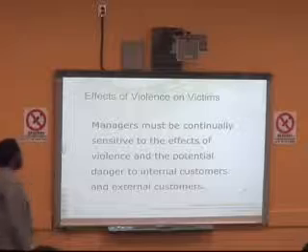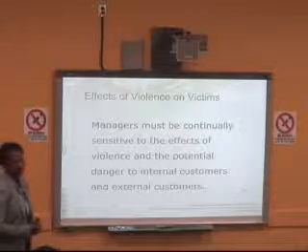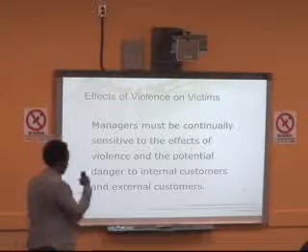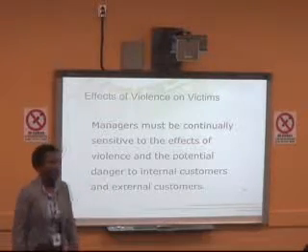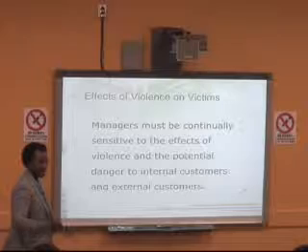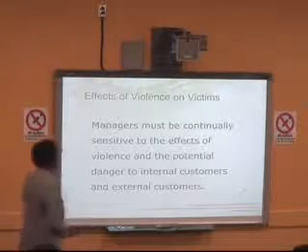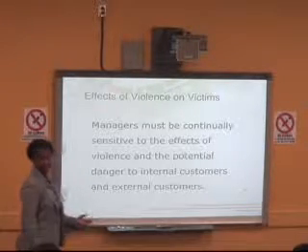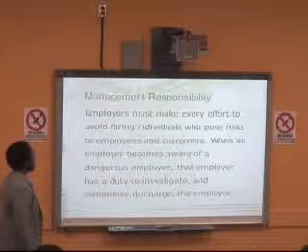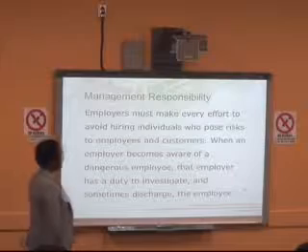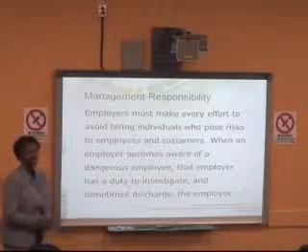How does it affect the victims of violence? As managers, we have to be mindful of that and sensitive to the effects of violence and how it might affect the victims or the people affected and our patients. So what's our responsibility in this? We have to avoid hiring people who seem risky, right?